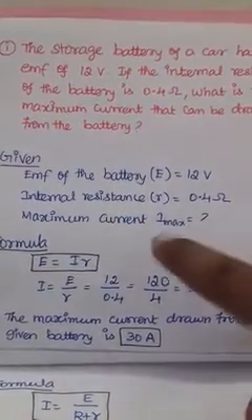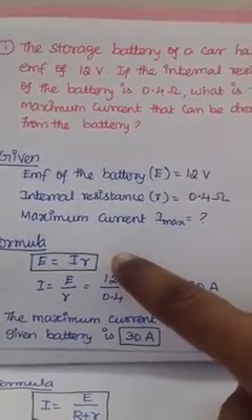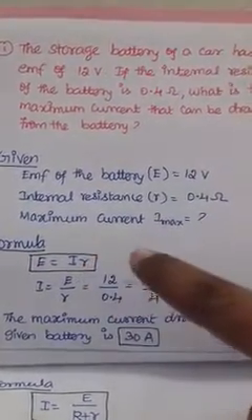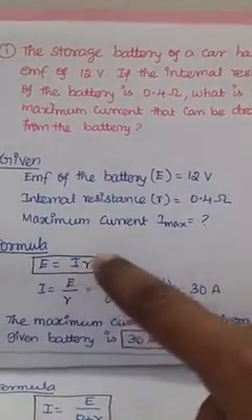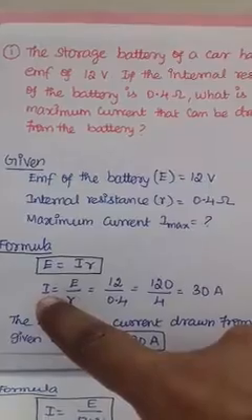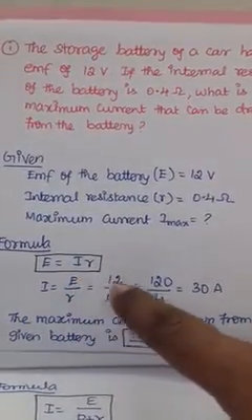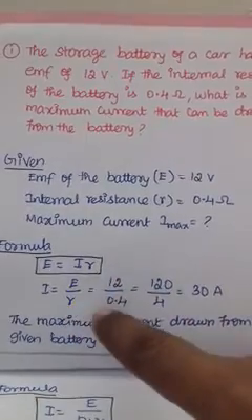As we know, Ohm's law, V is equal to IR, right? V is the potential difference. Instead of potential difference, we are using here E is equal to IR. And what are they asking? Current they are asking. Therefore, I rearrange this equation: I is equal to E by R. What is the E value given? 12 volt. What is the R value given?